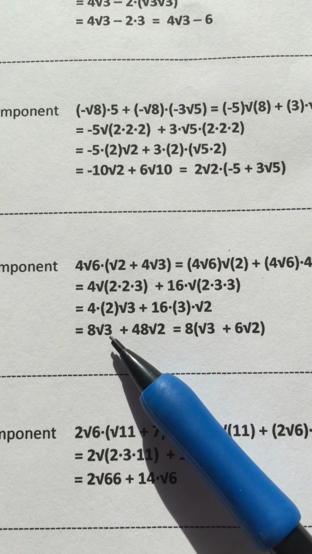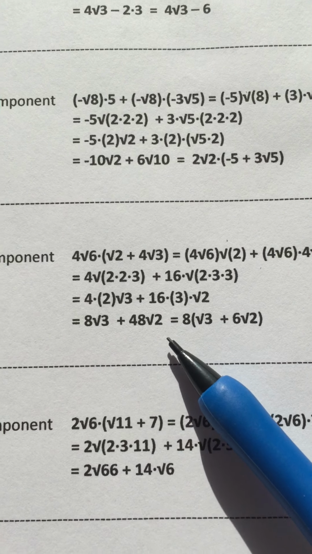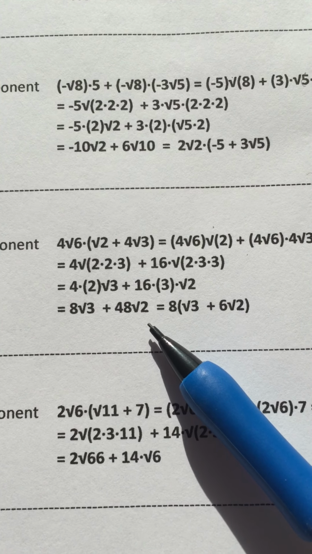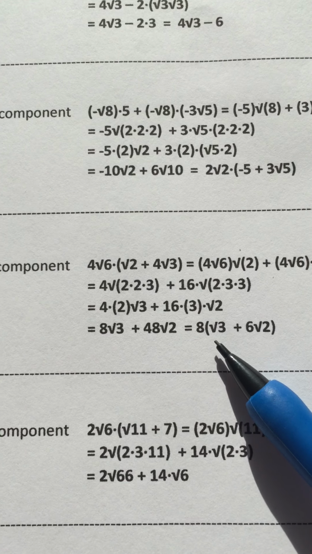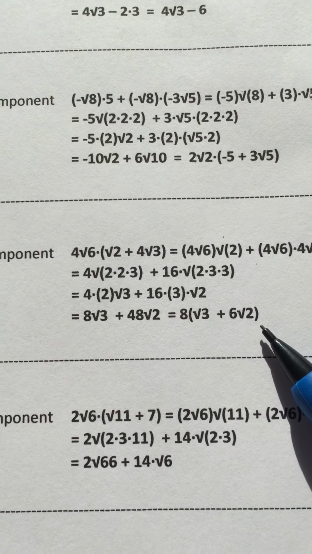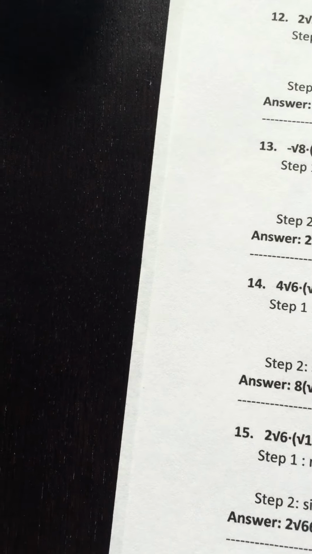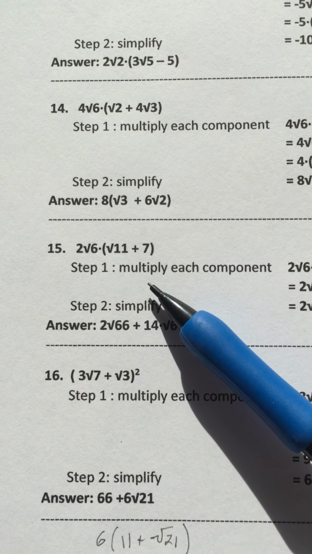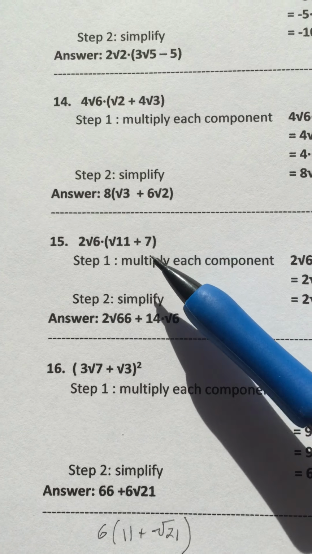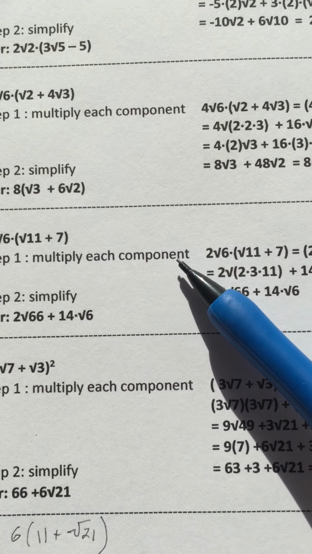So I have 4 times 2 square root of 3, and 16 times 3 square root of 2, which I can factor out an 8. So it's 8 times square root of 3 plus 6 square root of 2. And that's my answer.